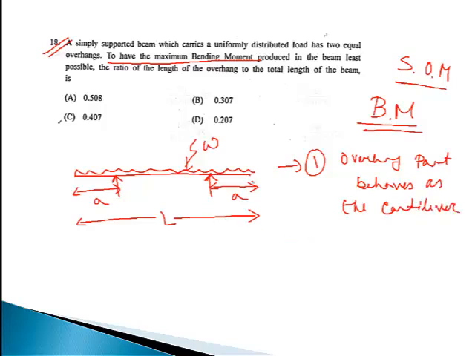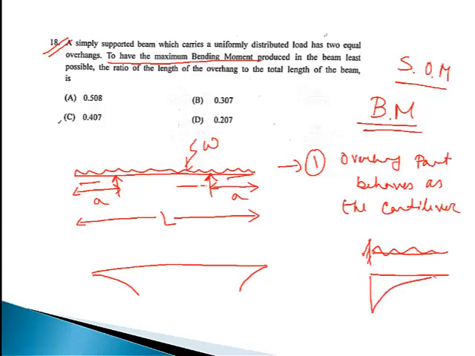Okay. This overhang part behaves as the cantilever, and the middle one behaves as the simply supported. So, for cantilever, how is the bending moment? It is a hogging bending moment, like this, because if you remember, for a cantilever, if this is then UDL, so what will be the bending moment diagram? Like this. So, this is the bending moment in the overhang part, and this is a simply supported beam.